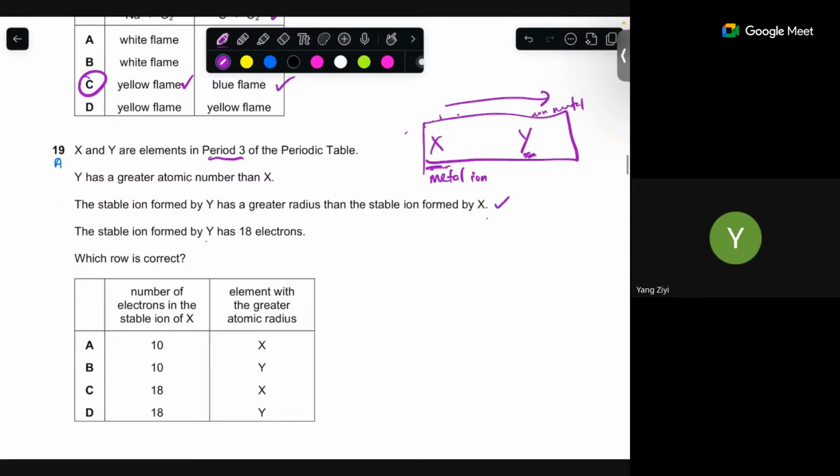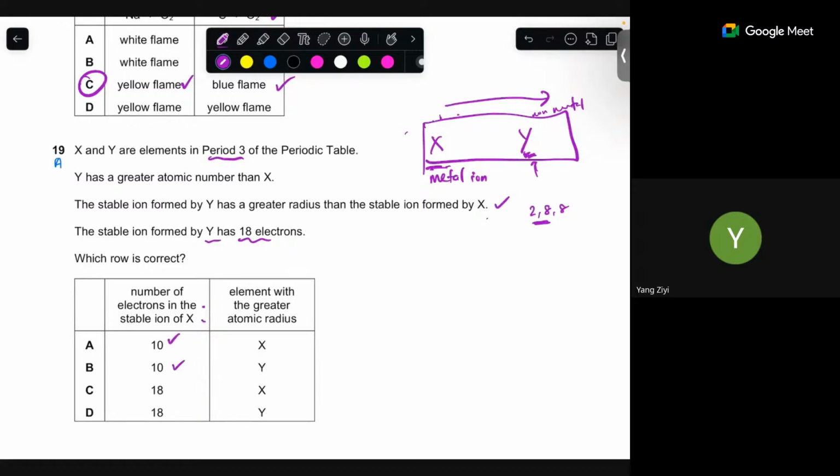The stable ion formed by Y has 18 electrons. So it has 18 electrons over here, 2, 8, and then 8, something like that. Now, which row is correct? Number of electrons in the stable ion of X. So do remember, X should be 2 and 8. The stable ion will be maximum 10. It must be between these.